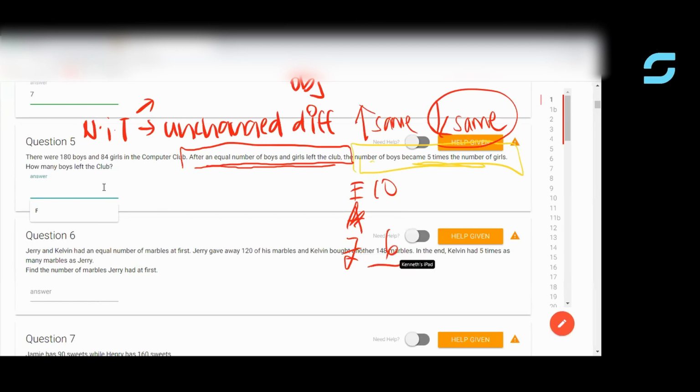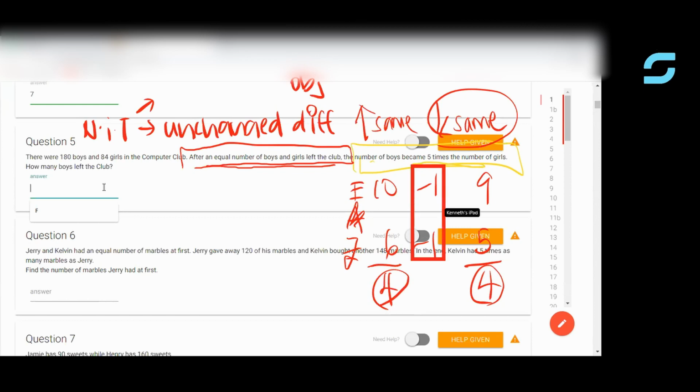So let's say she got 6 sweets, right? The difference between you and her is 4. Agree? So let's say you eat 1 sweet, she eats 1 sweet, you become 9, she becomes 5. So the difference between you and her is still 4. So whenever you increase or decrease by the same amount, the difference will always be the same. That's something you need to remember.